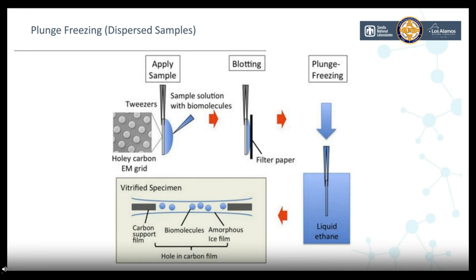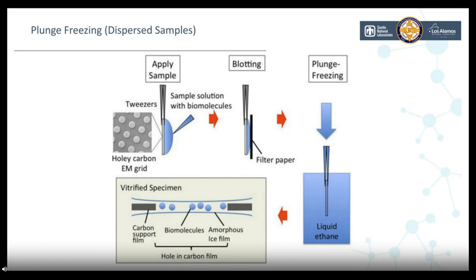If you were to freeze that, then obviously you would have a thick layer of ice that the electron beam could not see through. So you wick away the excess liquid with filter paper, and the idea is that the solution will flow into the pores and you will just wick away the excess. You then plunge freeze into ethane, which has very good thermal transport properties, and then you will have a well-suspended sample within that vitreous ice, which is tens of nanometers thick.